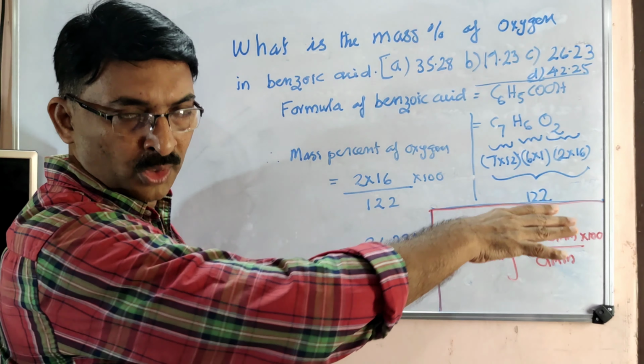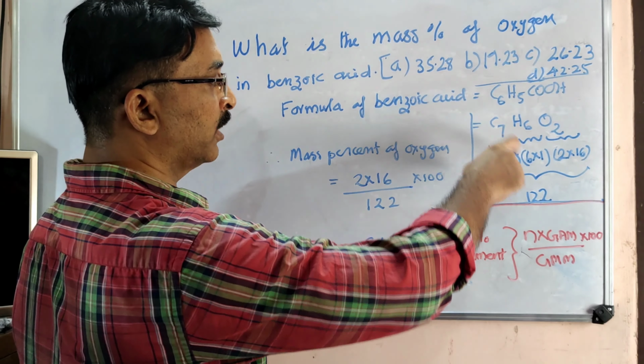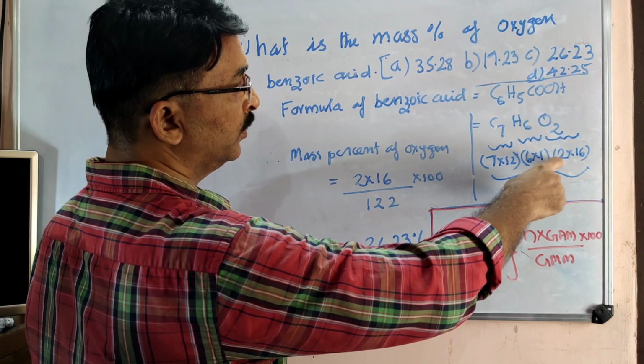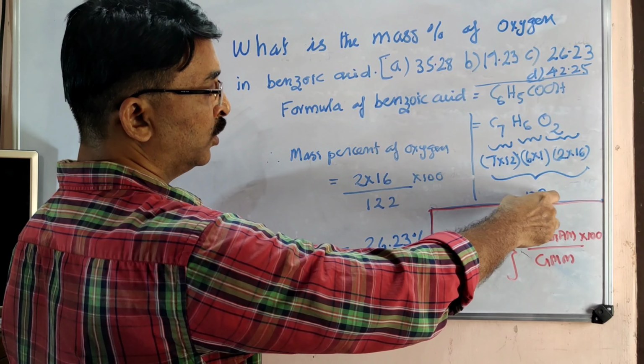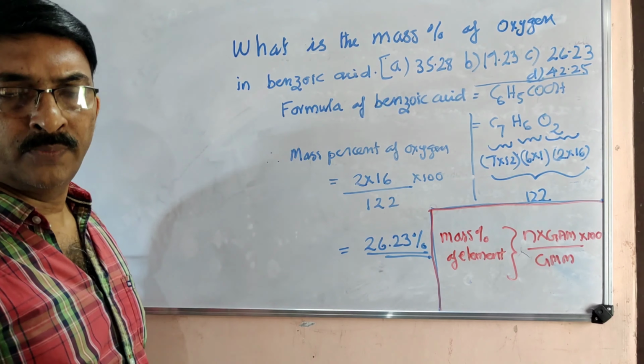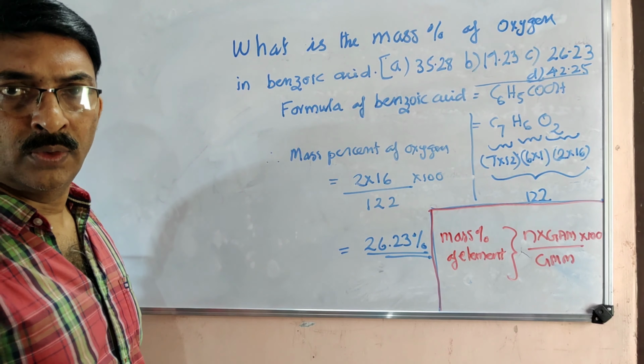We calculate the molecular mass of the compound, 7 into 12 for carbon, 6 into 1 for hydrogen and 2 into 16 for oxygen, making a total of 122. So we know 122 gram of benzoic acid will contain 2 into 16 gram of oxygen. In that case, 100 gram of benzoic acid, that is a mass percent, will contain how much mass of oxygen? And you get the answer 26.23%.